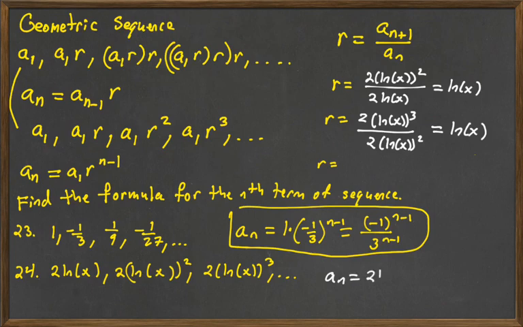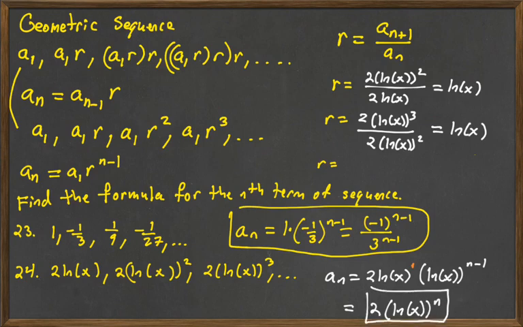So a sub n is equal to a1, which is 2 natural log of x, times the common ratio, natural log of x, to the n minus 1 power. We are multiplying like bases, so natural log of x times natural log of x to the n minus 1 power, we're going to go ahead and add those exponents. So this simplifies down to 2 times natural log of x raised to the nth power.